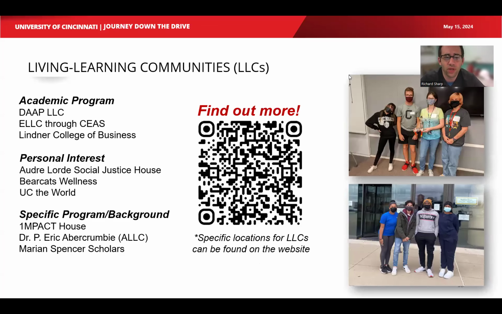Here you'll see we have most of our communities listed. If you're in the DAP program, you have the opportunity to live with other people in the DAP program. We have an engineering one, and a College of Business learning community. So those are our academic focused ones. We also have some other communities that are focused on general health and wellness, seeing the world, social justice, things like that. And then our specific background communities are listed here as well. Generally, we have availability for incoming first generation college students.